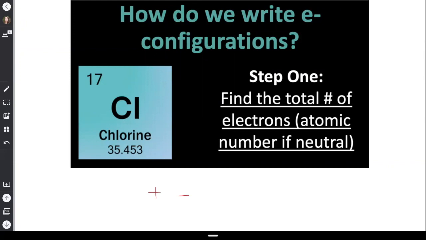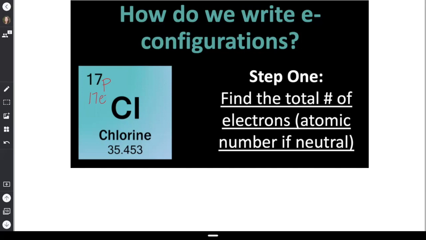You will know if an atom's not neutral because you will see a plus or a minus at the top right. So if chlorine had a negative there, then I would know that I have a few more electrons. In this case, we're just looking at plain old chlorine. That means I have 17 protons, and I also have 17 electrons to balance it out and make it even.